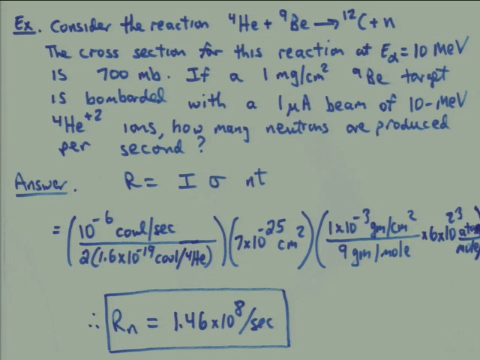I convert 700 millibarns into square centimeters. It's 7 times 10 to the minus 25. And then I calculate how many atoms there are per square centimeter by taking this mass per square centimeter, dividing by the atomic weight of beryllium, and multiplying it by Avogadro's number. And when I'm all done and multiply those together, I get the rate of neutron production is 1.46 times 10 to the 8th a second. Okay? That's the kind of problem I'm going to expect you to be able to do. And we'll give you various combinations of these quantities and expect you to calculate the others.